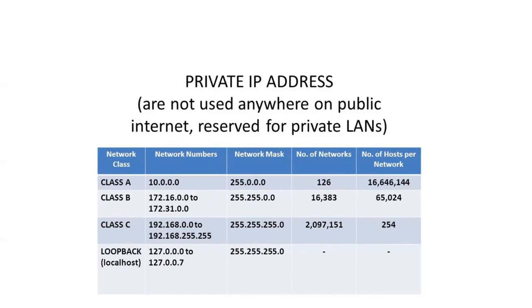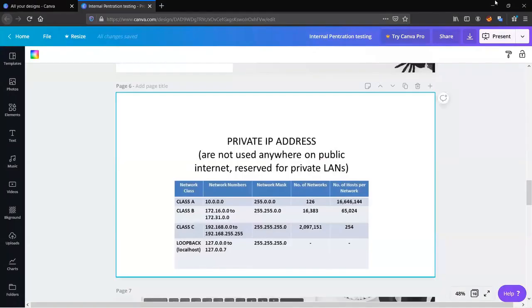Okay, so there are different classes of IP address, right? There are class A, class B, class C, and loopback address. As you can see, a loopback means also local host. So let's go ahead and see how it is implemented in a practical scenario.